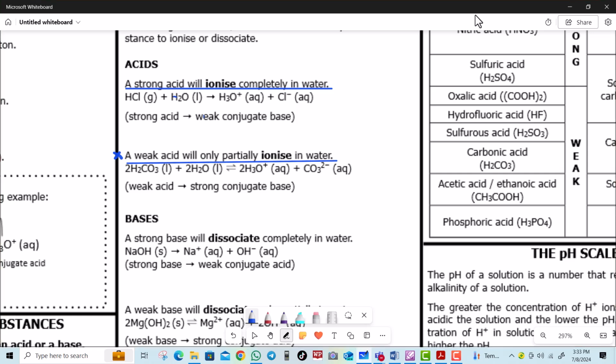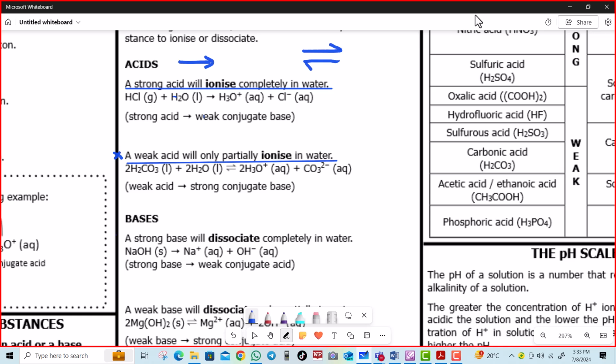Now, in our equations, if something is partially ionizing, note guys, we use a double arrow, like this, meaning we can form the forward reaction and then the reverse. But if it is complete, then we use a single arrow. We use a single arrow to show complete ionization, and we use a double arrow to show partial ionization. Are we together? Okay.